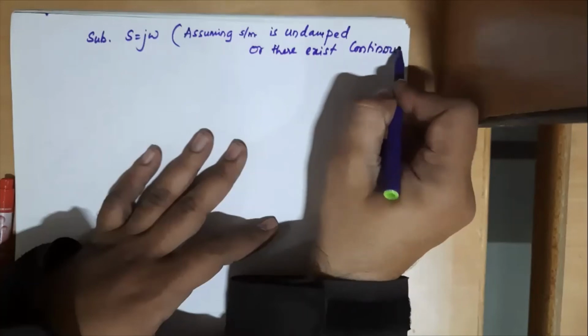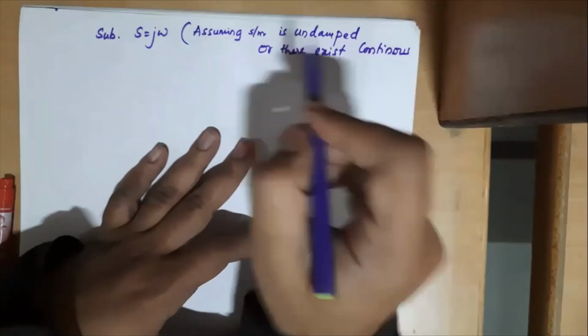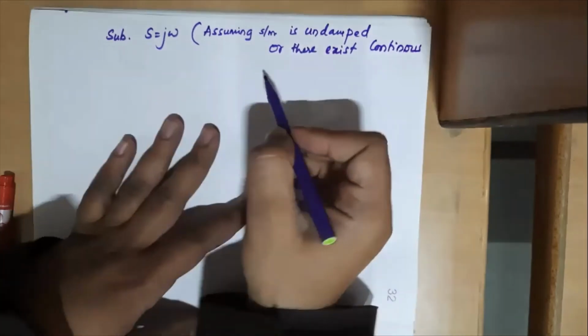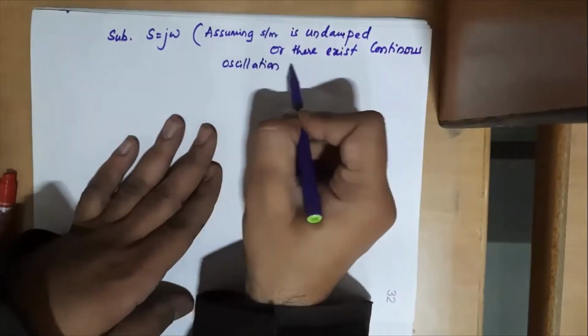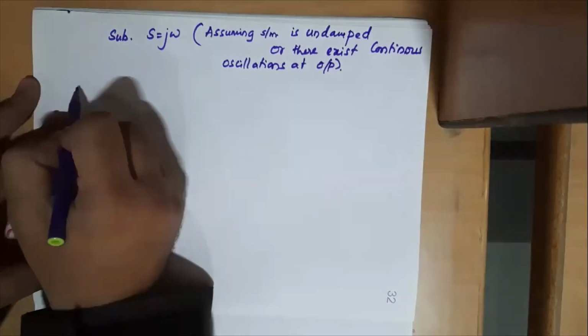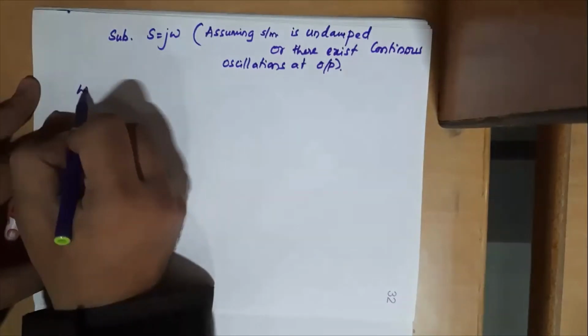And here also the meaning is the same. S equal to j omega is made assuming the system is undamped, but parallelly we are interpreting that substituting S equal to j omega tells us that there exist continuous, undamped oscillations at the output. So we are trying to visualize or correlate the sinusoidal output as undamped output. That is the only thing we are doing here.